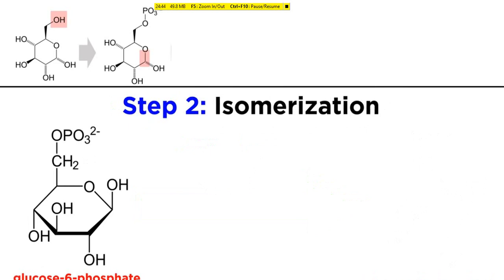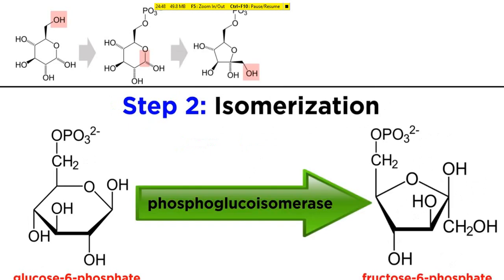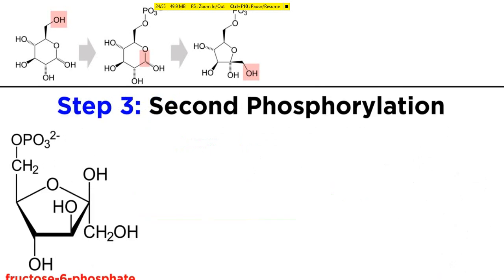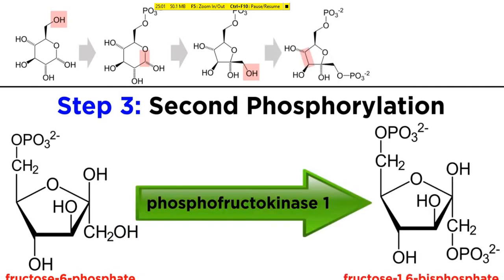Next, glucose 6-phosphate isomerizes to become fructose 6-phosphate, a process which is catalyzed by phosphoglucose isomerase. After that is another phosphorylation, this time on the carbon 1 hydroxyl, which gives us fructose 1,6-bisphosphate. This step is catalyzed by phosphofructokinase 1, and it will cost another ATP.